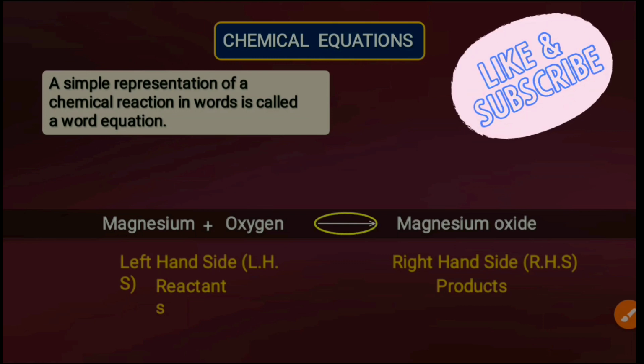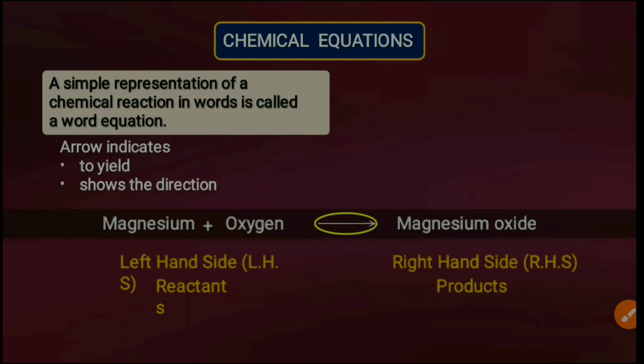Okay, see here, both reactants and products are differentiated with the help of an arrow. Is it visible for you? What does the arrow indicate? The arrow indicates to yield and to show the direction. To yield means usually more than one or two reactants are there, and it shows what product they will give. Direction means it shows whether the reaction is reversible or irreversible.